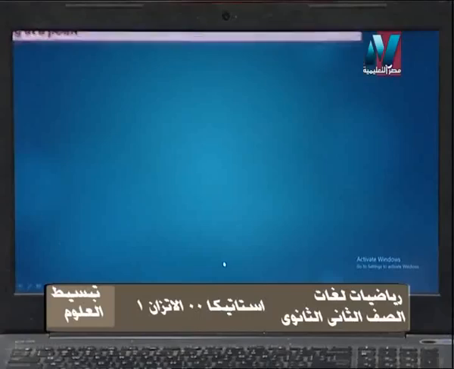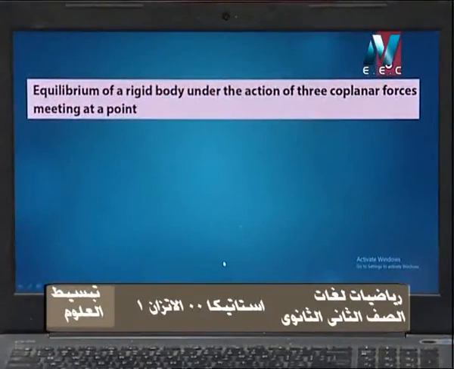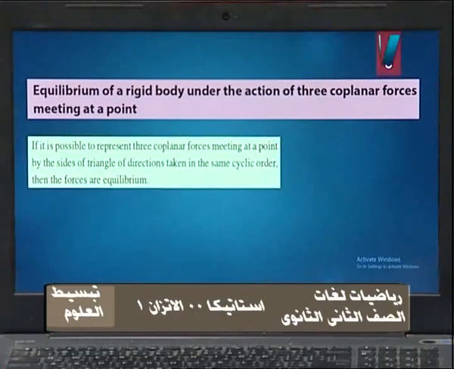Let's go to another thing. Equilibrium of a rigid body under the action of three coplanar forces meeting at a point. If we have a body affected by three forces and it will be in equilibrium, if it's possible to represent the three coplanar forces meeting at a point by the sides of a triangle of directions taken in the same cyclic order, then the forces will be in equilibrium.